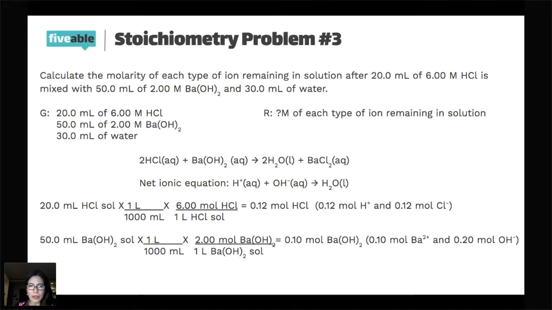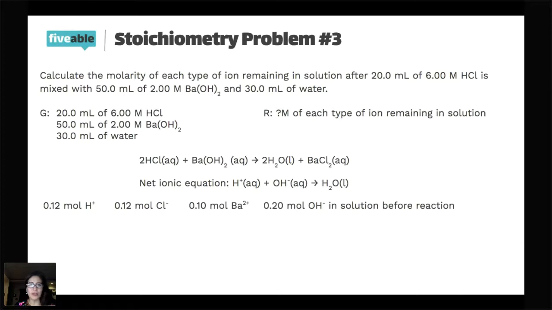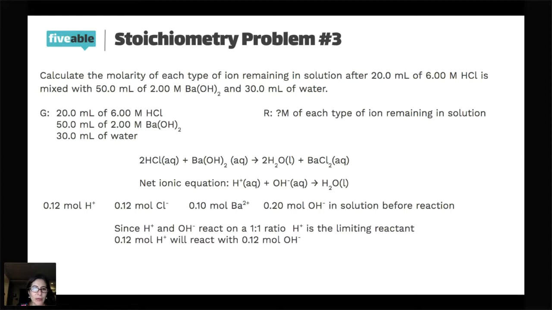Okay, the next thing that we're going to do is, with the moles of the ions that are in the solution, we're going to think about what is reacting. So the hydrogen and hydroxide will react in a ratio of 1-to-1, right? And since we have 0.12 moles of hydrogen to 0.20 moles of hydroxide, we can consider that hydrogen is the limiting reactant. So we can conclude that 0.12 moles of hydrogen will react with 0.12 moles of hydroxide.